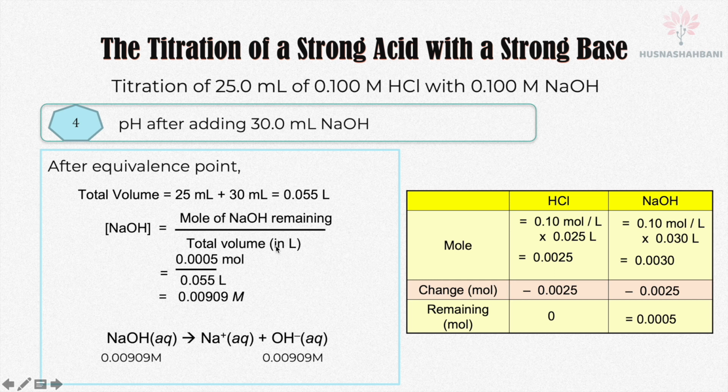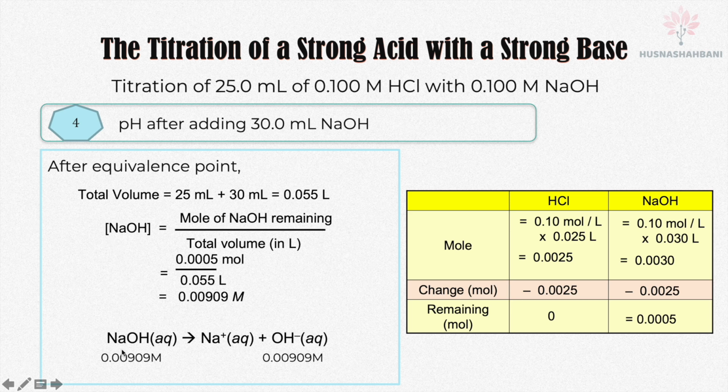So for this remaining number of mole, calculate the concentration or the molarity. Number of mole divided by the volume. Volume is 30 ml NaOH plus 25 ml HCl in the conical flask. You get 0.055 liter and the concentration is 0.00909 molar. So the concentration of sodium hydroxide is calculated. So now we need to find the pH.